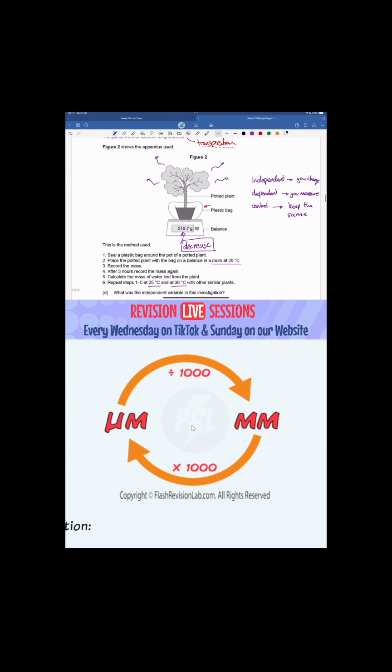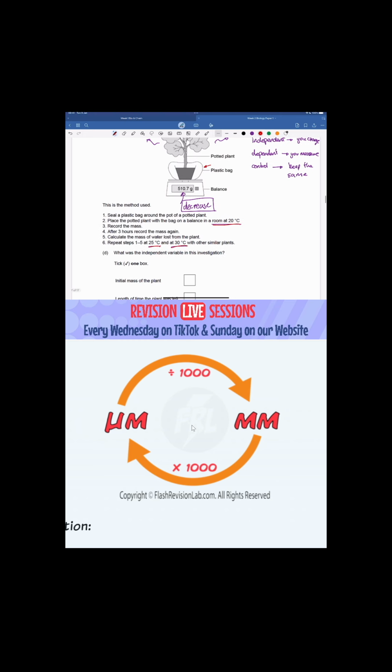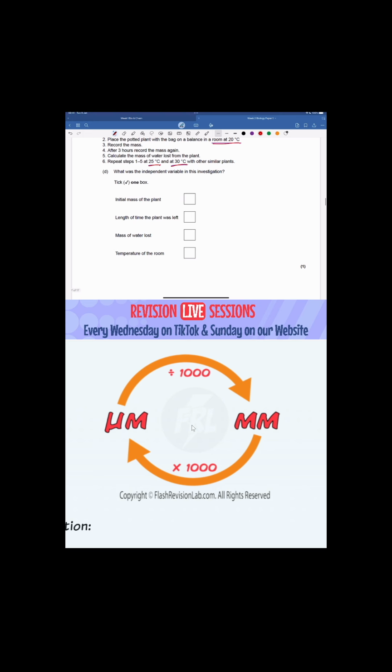So it's not mass. Mass is what you're measuring, so mass would be the dependent variable. The thing you're changing, so look at the question. It says it's at 20 degrees first, then it goes to 25, then it goes to 30. So that's the one that you're changing. So the answer would be the temperature of the room.